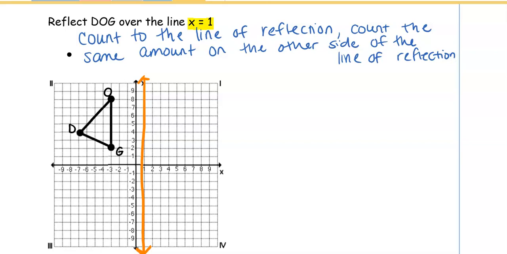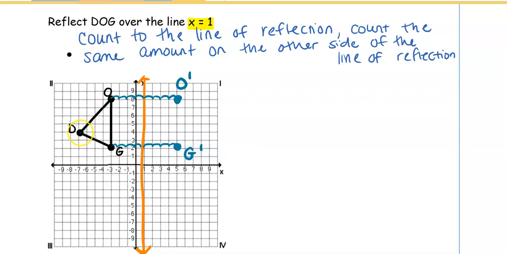If I want to reflect O, I count 1, 2, 3, 4. I counted 4 spots to that line of reflection, so then I count 1, 2, 3, 4, and here's the coordinate of my image. So that's the new O. G, I count 1, 2, 3, 4. So I count 1, 2, 3, 4. And there's the image of G, so I put G prime.